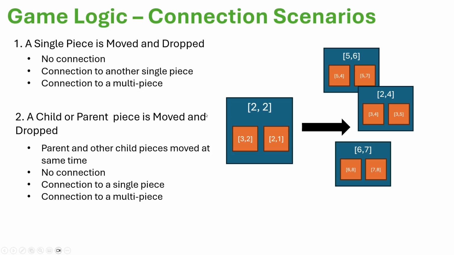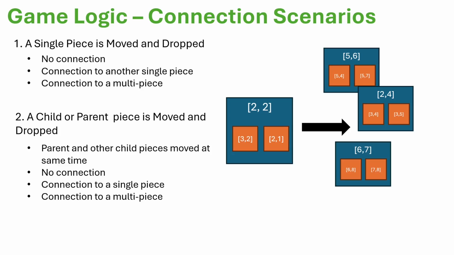Now let's take a look a little deeper into how the connection scenarios actually work. And there's a bunch of different variations. We can have a single piece that is moved and dropped. And three things could happen here. It could be no connection, or connect to another single piece, or connect to a multi-piece. And a multi-piece is a piece that is either a parent to another piece or is a child to a parent piece. The second scenario is a child or a parent piece of a multi-piece is moved and dropped.